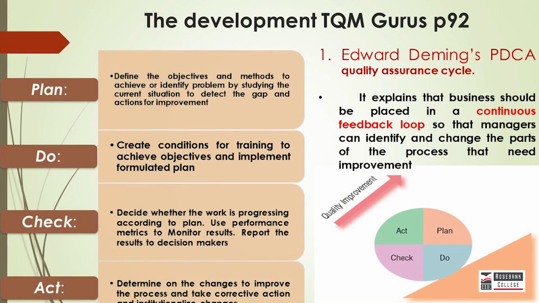The next slide talks about Edward Deming's PDCA quality assurance cycle. It explains that business should be placed in a continuous feedback loop so that managers can identify and change the parts of the process that need improvement. This is a process for improving quality that describes the sequence used to solve problems and improve quality continuously. You plan, you do, you check, and act.